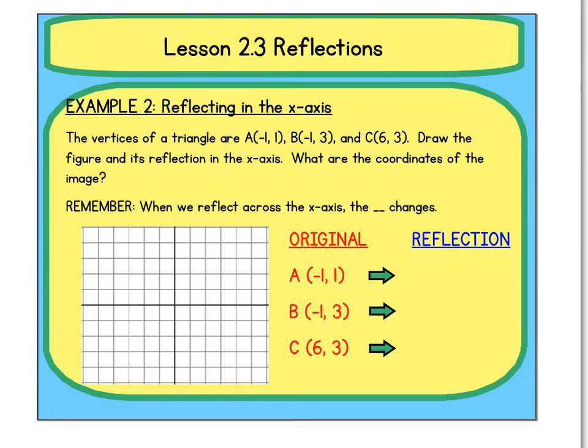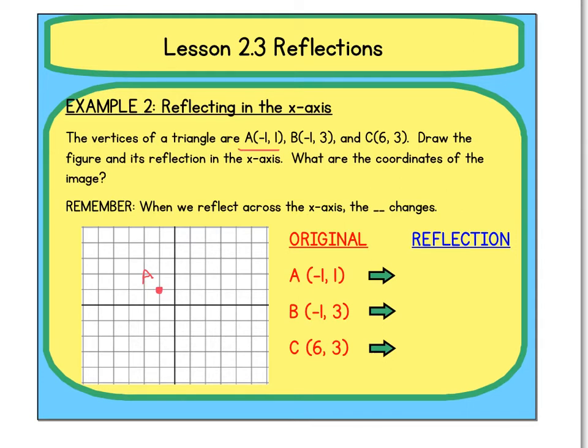So now we're going to be doing more than just one point. We're going to actually take a shape and reflect it across the axis. So I have to plot these points. It tells me that the vertices of a triangle are negative 1, 1. I'm going to go ahead and plot that. So from the origin, I have to go to the left 1 because that's negative 1, and then positive 1 means up 1. Negative 1, 1 is right here. I'm going to label that A.